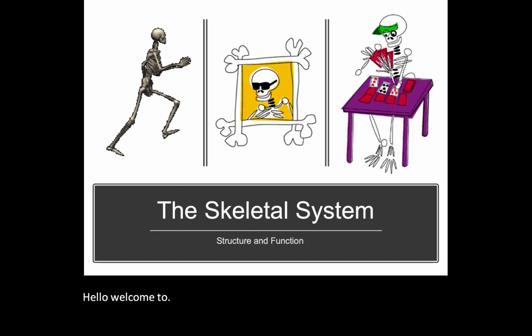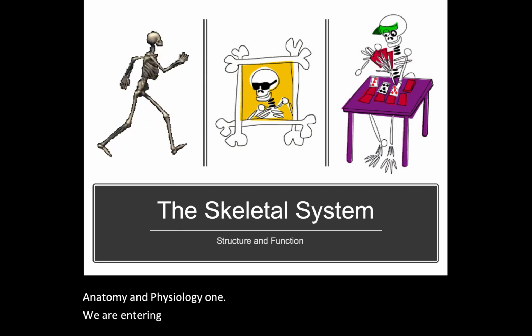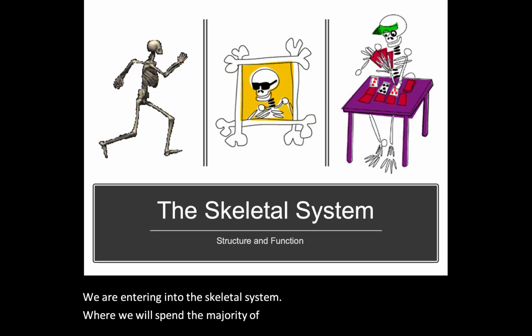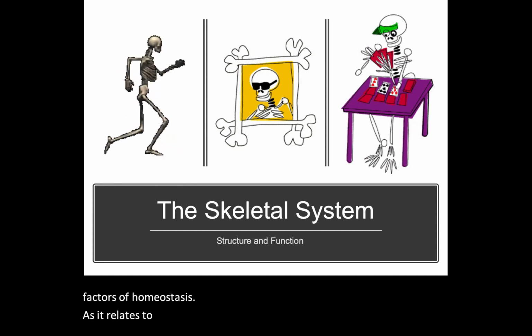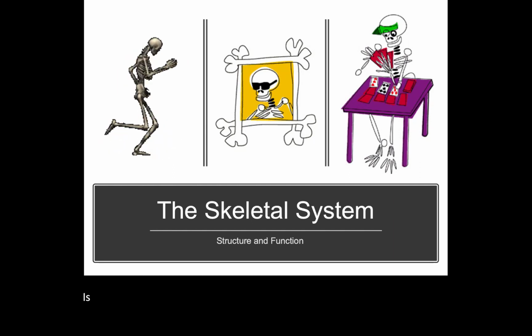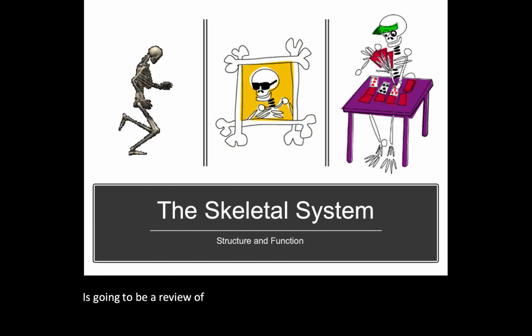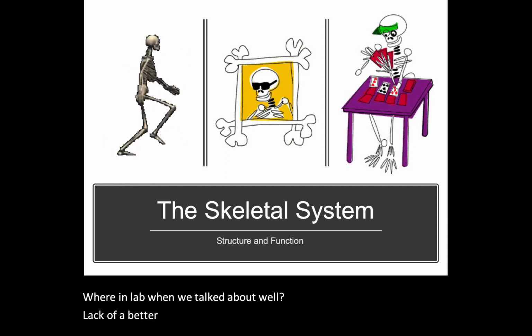Anatomy and Physiology 1. We are entering into the skeletal system, where we will spend the majority of our time looking at and considering factors of homeostasis as it relates to the function of bone as well as structure. Most of the structure is going to be a review of what we looked at in lab when we talked about, for lack of a better term, the structure of bone.